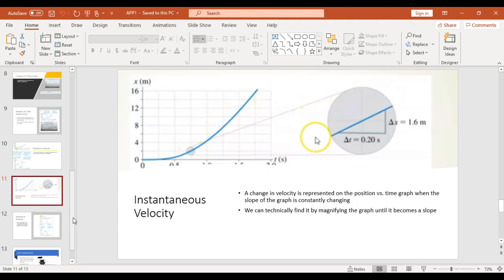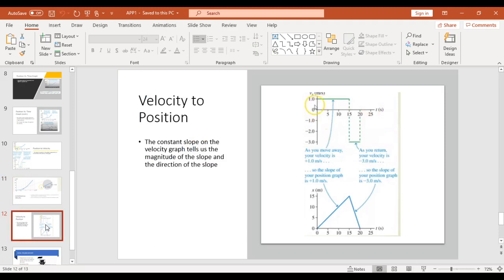What we did here was we actually increased our field of view by just zooming in and then taking the line when the line is straight. That's what we basically do to find instantaneous velocity on a graph. But obviously we don't have that powerful microscope, so there are other ways you can find it, right? We'll be discussing that in kinematics, but for now, we move on to velocity to position, right?